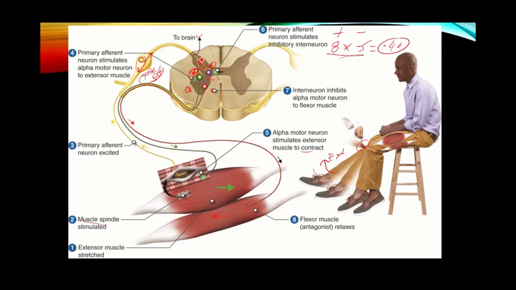Okay, so the primary afferent neuron talks with two interneurons. One interneuron stimulates the quads, and then the other interneuron is stimulated, but it's an inhibitory interneuron, and it inhibits contraction of the antagonist muscle group. It inhibits the alpha motor neuron to the flexor muscle, in this case hamstrings. So the green is the quads, red is the hamstrings. The big takeaway, I'm going to write it really big.